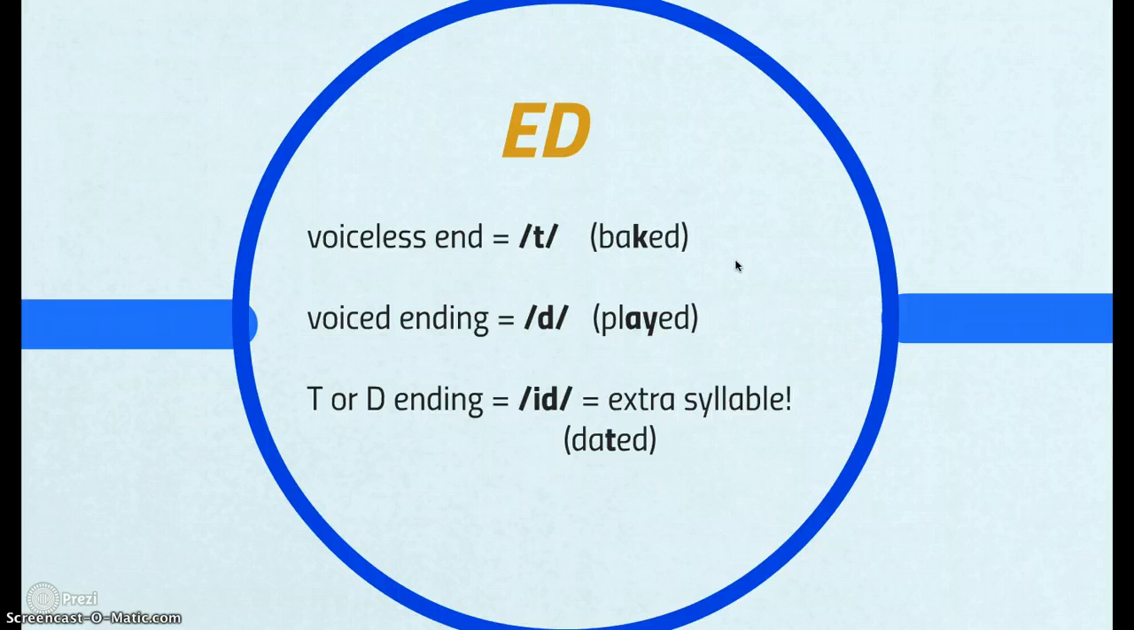The first one is t, and that's used when the word ends in a voiceless sound, like a k, like bake. Instead of saying baked, we say baked. And when a word ends in a voiced ending, like play, the ED sounds like a d, played. But if the word ends in a T or a D, we actually add an extra syllable, and it sounds like this: dated or waited. So those are the 3 different ED pronunciations we looked at.